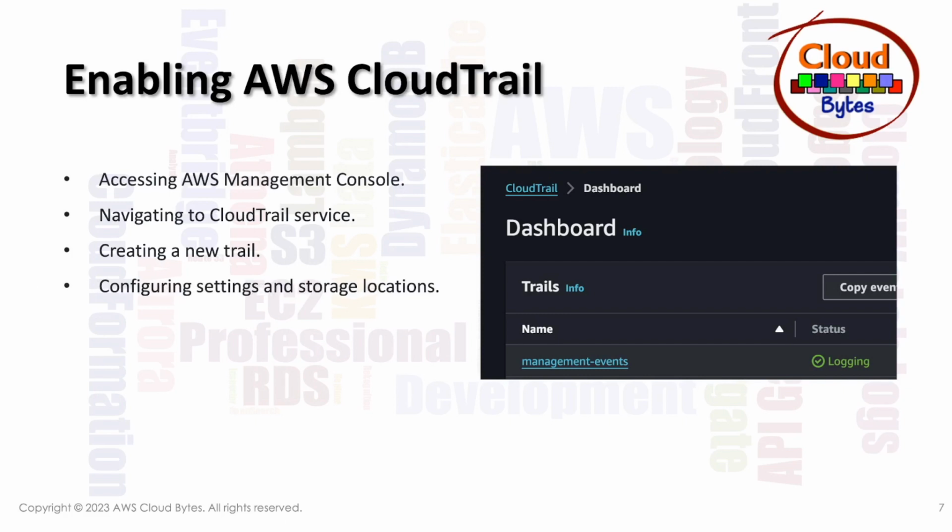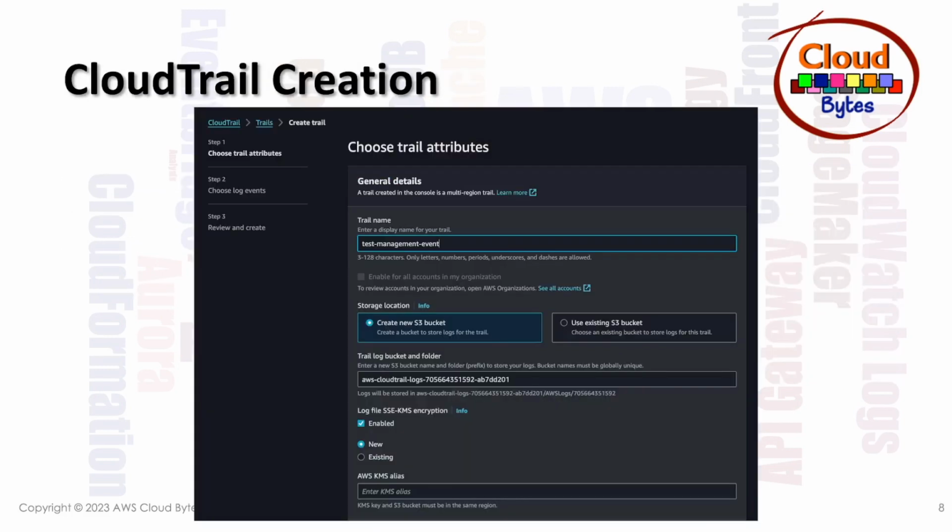Once you create a trail, there are other settings that you have to perform. It's a 3-step process. I will show you the screenshots. Configuring settings and storage location is performed. So you can look at this particular screen. Step 1 is to give a name. So you can give a trail name.